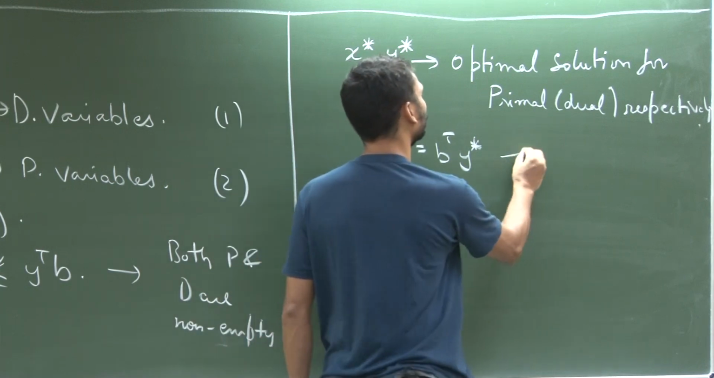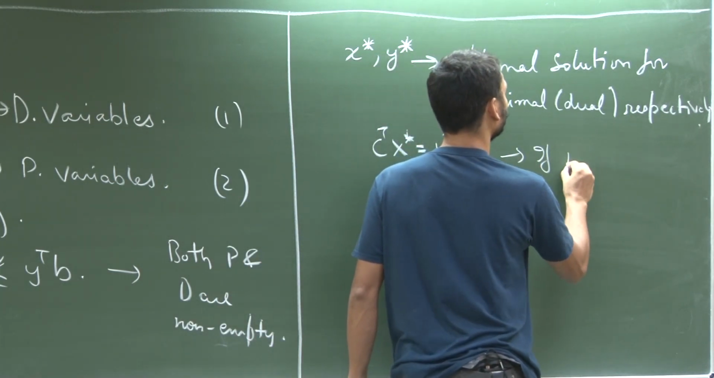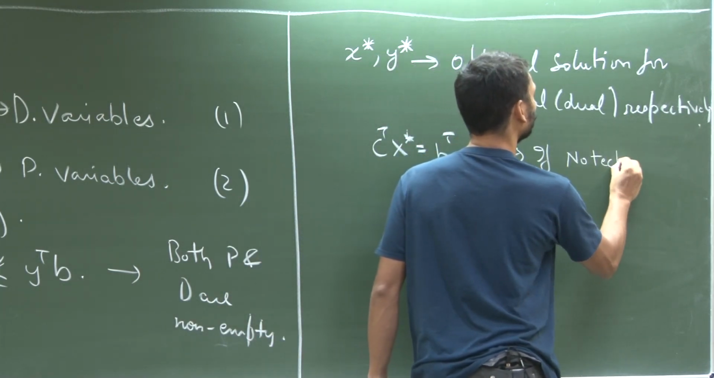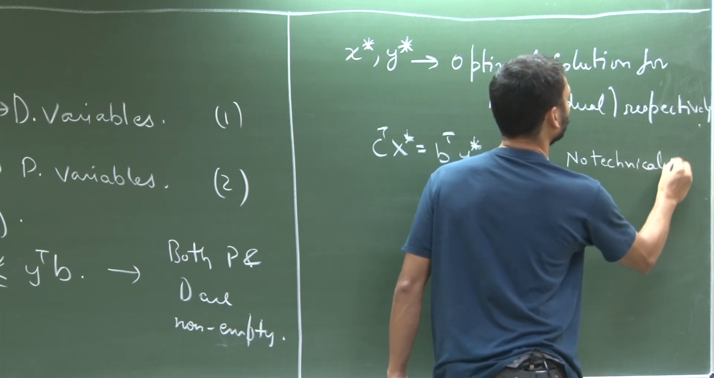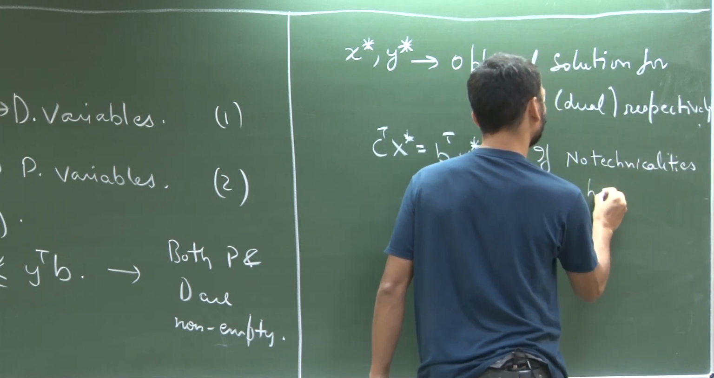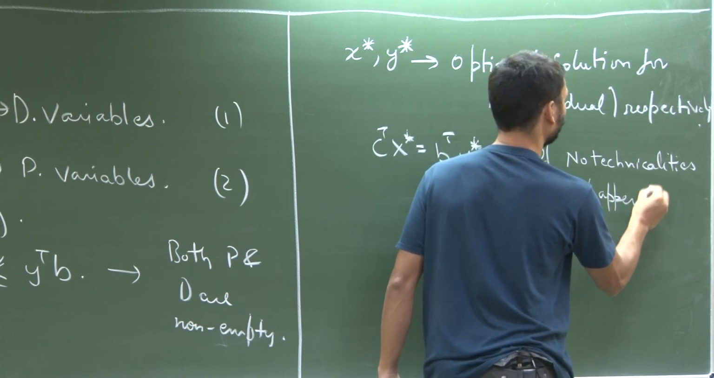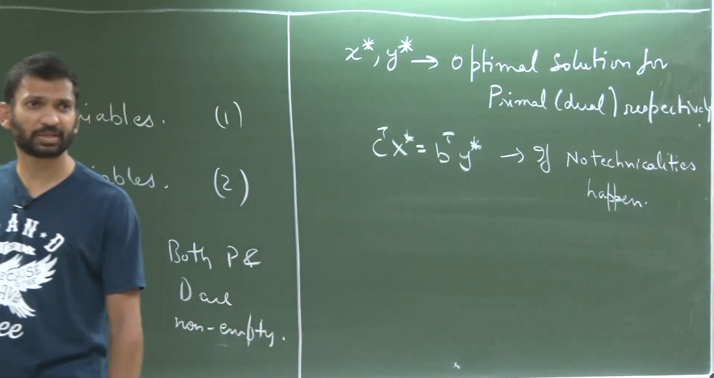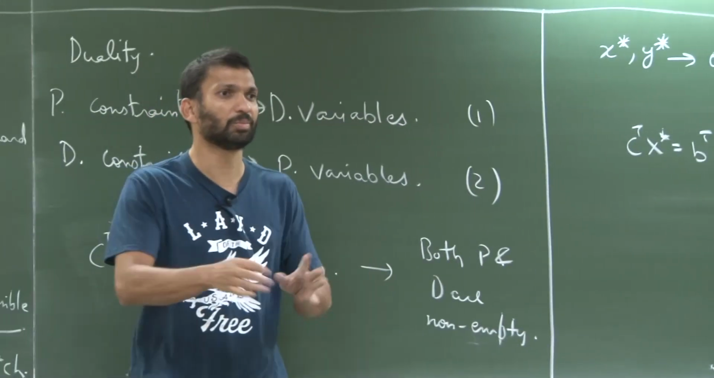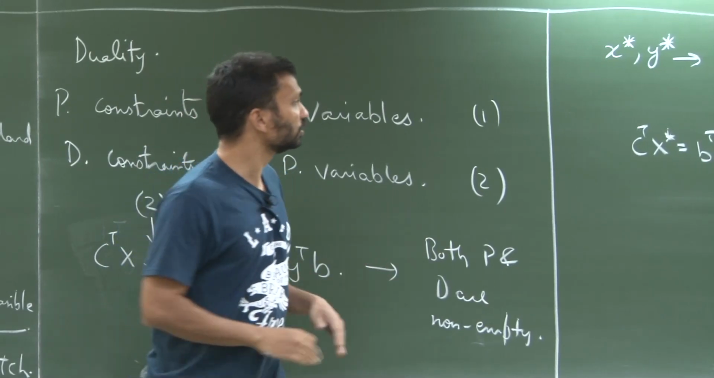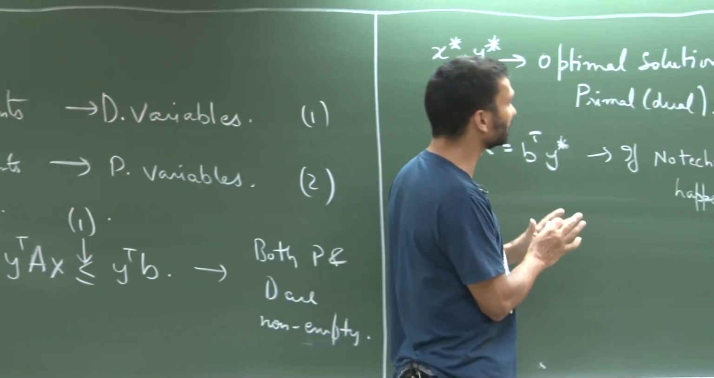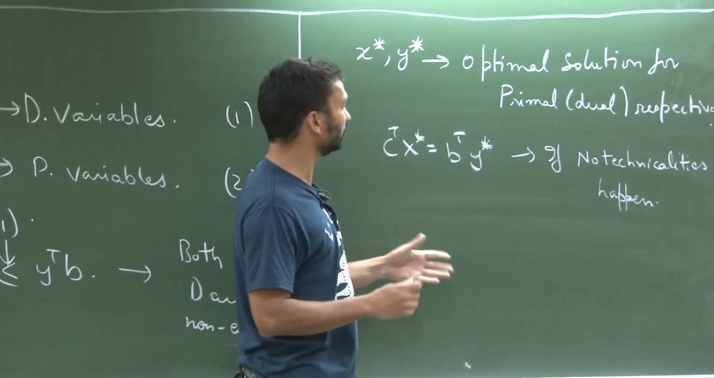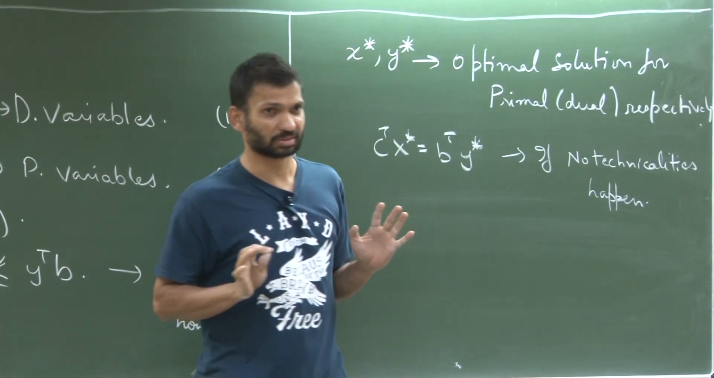If no technicalities happen. Right? And you remember technicalities is one is infeasible, both are infeasible and things like that. So if none of those strange, weird things are happening, both are feasible, then this is the case.